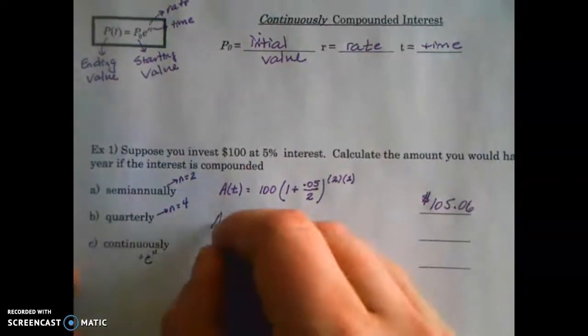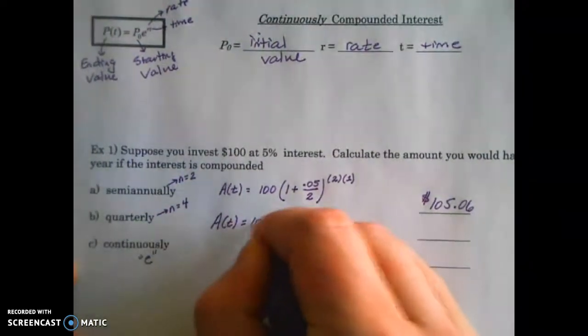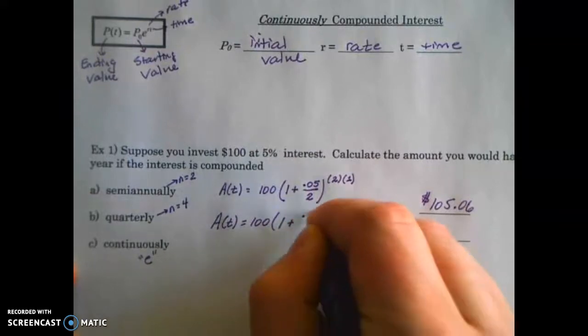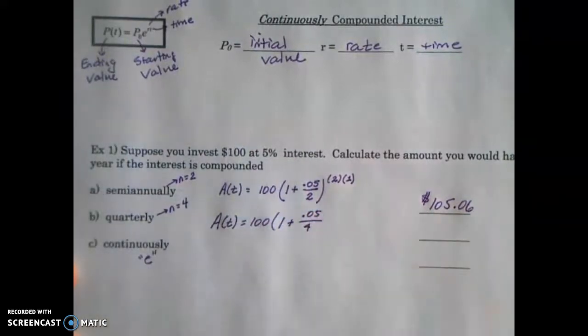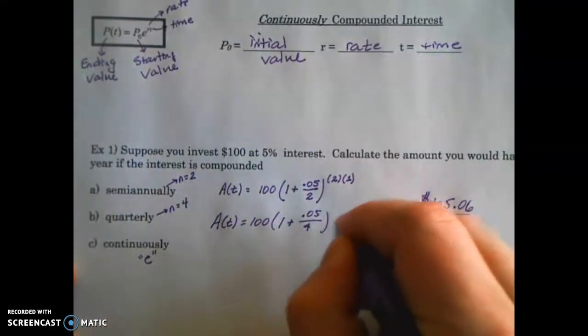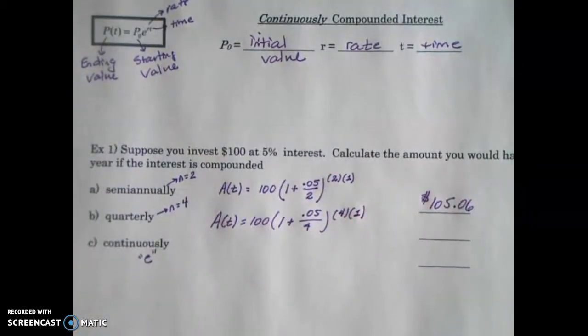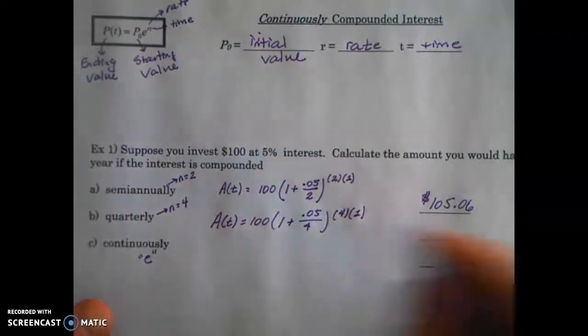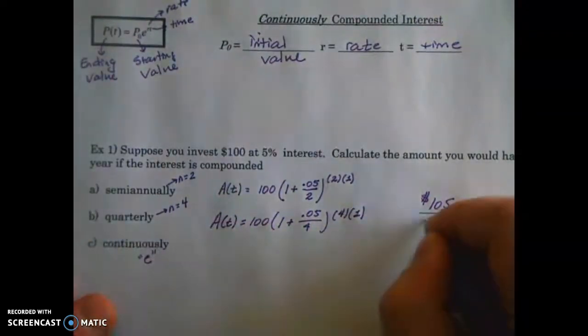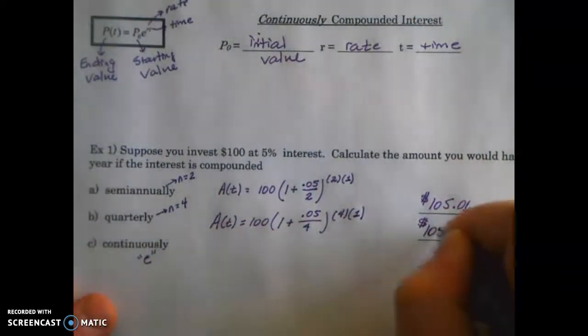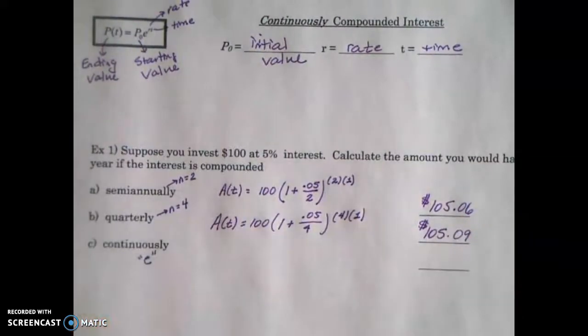For quarterly, same information, 100 times 1 plus, same rate, but we're compounding 4 times per year. N is 4, so we'll go 4 times 1. And it looks like if it was compounded quarterly as opposed to semi-annually, if our calculator is right, we would earn an extra 3 cents on our money.